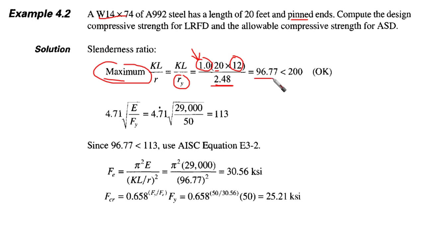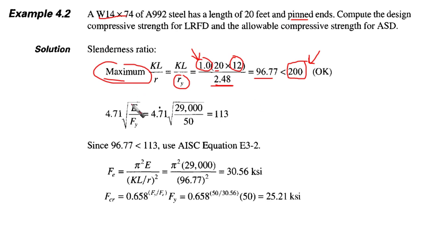And we have 96.77, which is less than 200. I'm going to talk about this 200 later, which is the slenderness ratio limit for us. For the tension member, if you remember, it was 300. We discussed it last time, but here it is 200.